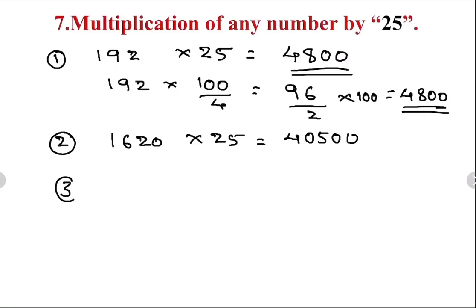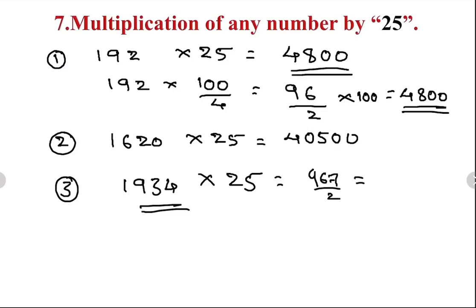If you go with another example, 1934 is multiplied with 25. Half of the value, 9s are, 6s are, 7s are. So 967 is half of the value, again half of the value. This will become 483.5 multiplied with 100. This will become 48350.